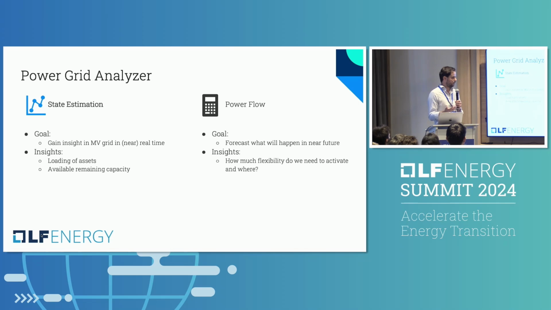And for power flow, the goal is to forecast what will happen in the near future, so the coming 48 hours ahead. And the insights that are gained are how much flexibility we need to activate and where. And then we can, for instance, do a call on GOPACS: Hey, we expect congestion tomorrow. Can you help us?